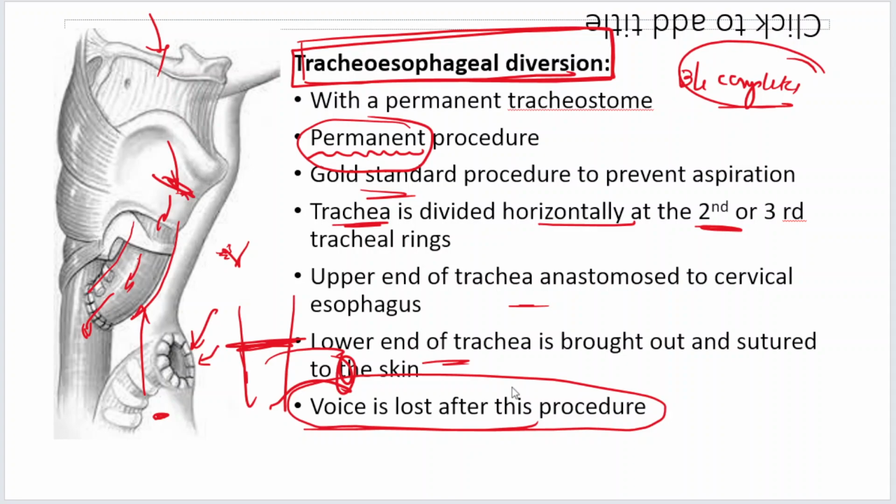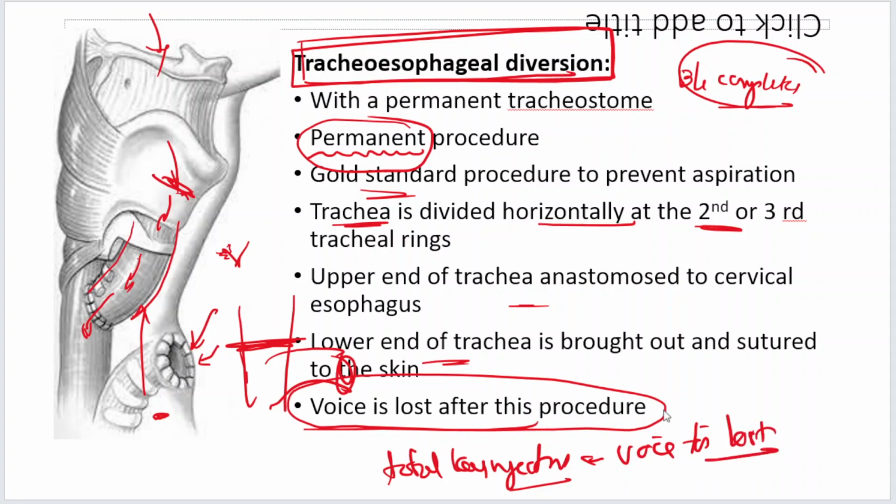This is similar to total laryngectomy. We are not removing the larynx in this case. I'm just saying that it's similar to total laryngectomy, where the voice is lost in this procedure. So this is like the last resort, and this is the final step. When there is chronic aspiration threatening the life of the patient, you go for tracheoesophageal diversion.